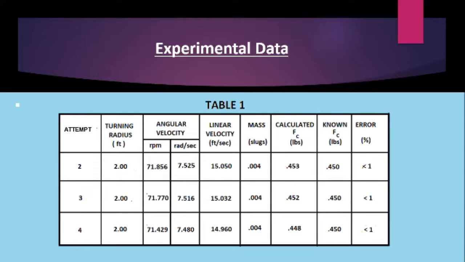In all 3 trials, trials 2, 3, and 4, the differences between the two forces are less than 1%. Consider attempt number 3. In attempt number 3, the known centripetal force is 0.450 pounds, and the calculated was 0.452. And that results in an error less than 1%. I believe it's 0.4%. But in every case, the difference between these two forces, the theoretical and the known, is less than 1%.